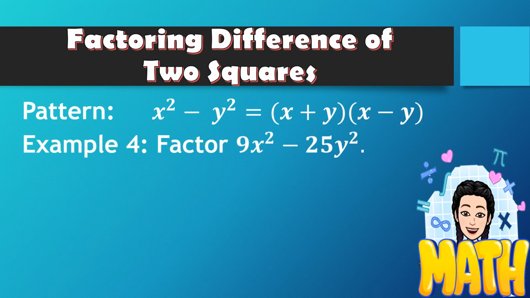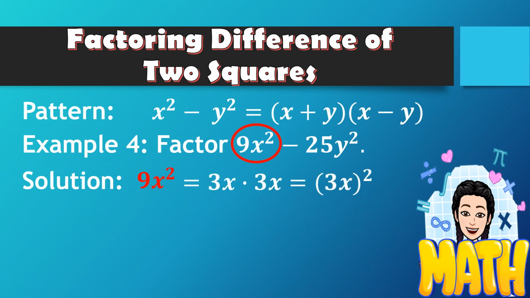In this example, let's factor 9x squared minus 25y squared. Pero kailangan muna nating i-check kung difference of two squares ba ito. Para sa 9x squared, tingnan natin kung may factor ba to na pwedeng i-multiply sa sarili niya para makuha ang 9x squared. Anong factor ang pwede nating gamitin? Very good. We have 3x times 3x. Ibig sabihin niyan, ang square root ng 9x squared ay equal sa 3x.